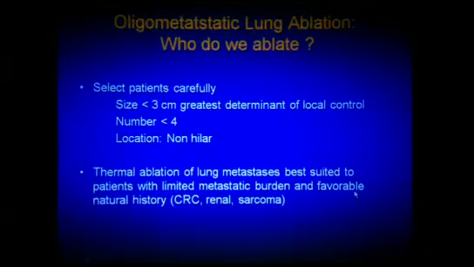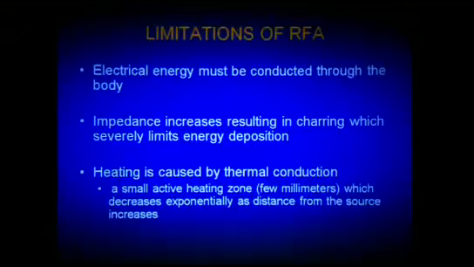So who do we ablate? We ablate those patients who are less than 3 centimeters in size. It's been determined for local control. Those preferably that have less than four lung lesions, and those lung lesions that are non-hilar in location. We prefer to have thermal ablation of lung metastases, best suited for patients with a limited oligometastatic burden with a favorable natural history such as colorectal carcinoma, renal, or sarcoma.